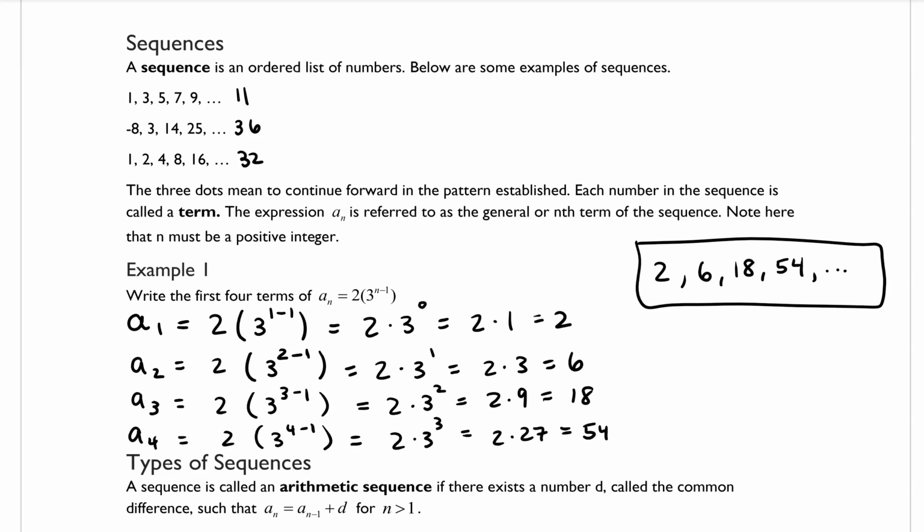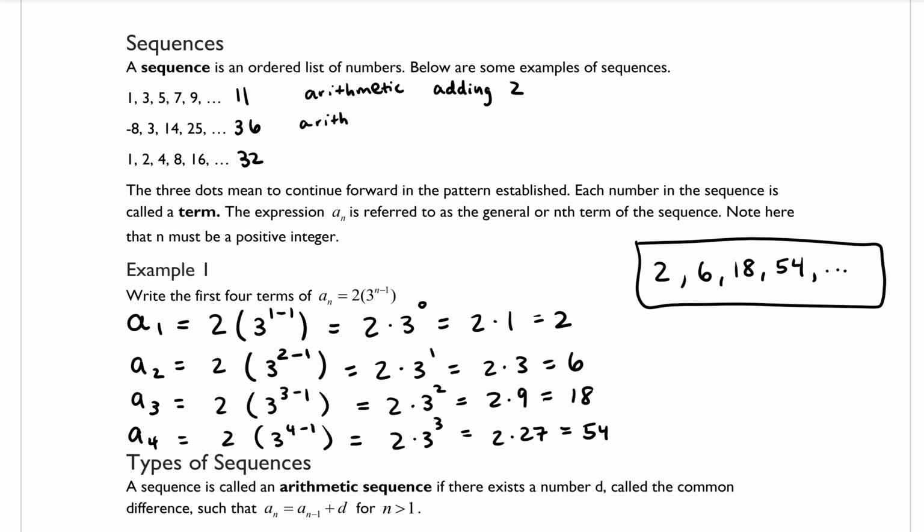If you got these 3 numbers, then you are correct. So let's categorize them now. The first sequence is called an arithmetic sequence because the pattern is we are adding 2 each time. So in this scenario, 2 would be our common difference.